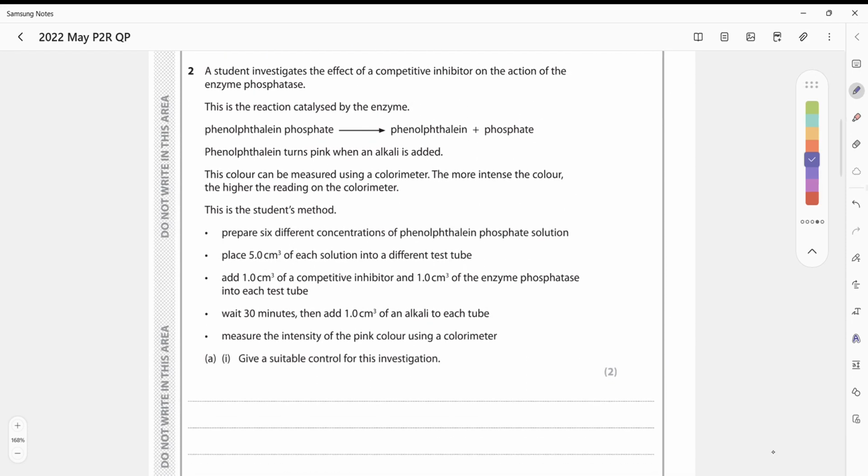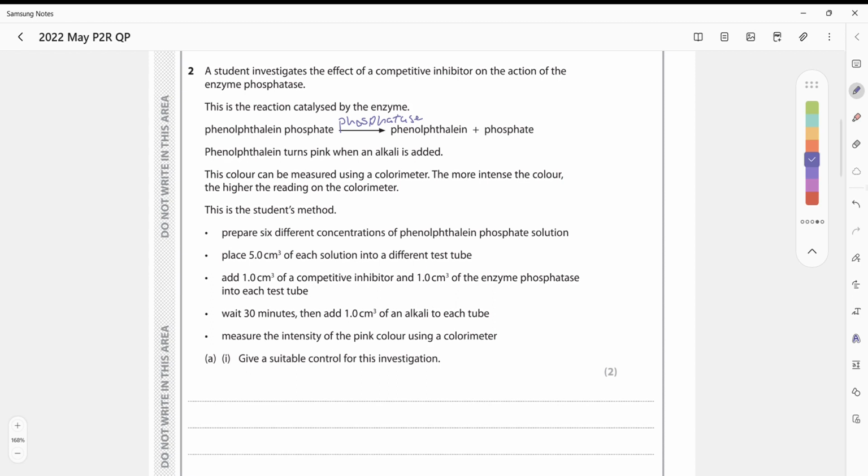Okay, question 1 is done. Question 2. Okay, a student investigates the effect of a competitive inhibitor on the action of enzyme phosphatase. So this is the reaction catalyzed by the enzyme, so this would be phosphatase. So that's the enzyme that does this reaction. Phenolphthalein turns pink when an alkali is added. This color can be measured using a colorimeter. The more intense the color, the higher the reading of the colorimeter. This is a student's method.